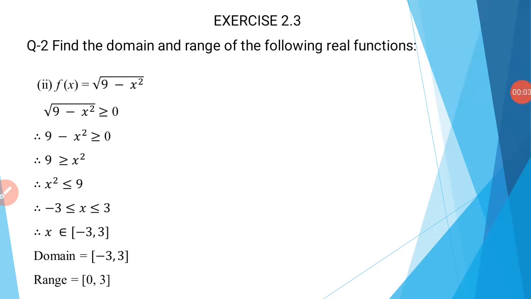Exercise 2.3, question second. Find the domain and range of the following real functions. Second number, f(x) equal to under root 9 minus x square. Let us take under root 9 minus x square is greater than or equal to 0. Therefore 9 minus x square is greater than or equal to 0. Therefore 9 is greater than or equal to x square. Therefore x square is less than or equal to 9. Therefore minus 3 is less than or equal to x less than or equal to 3. Therefore x belongs to closed interval minus 3 to 3.